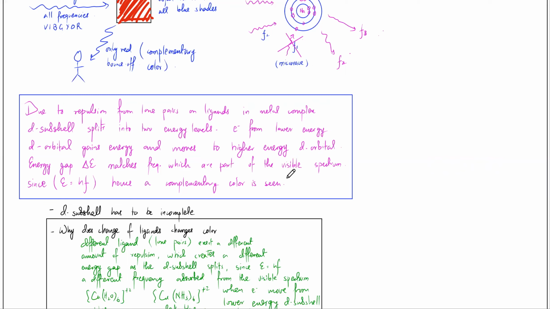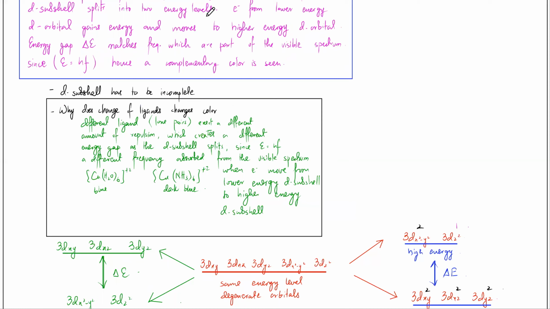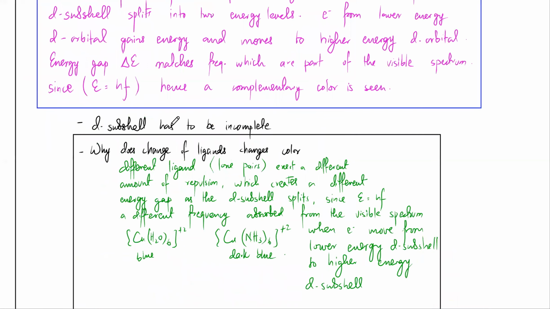That's the first explanation. The second one is, why does the change of ligands change colors? And the answer to that one is that if you have different ligands, they're going to have a different lone pair. No two lone pairs are exactly the same. The lone pairs on water molecules and the lone pair on NH3 are going to be different. They would have a different charge density. So different ligands exert a different amount of repulsion, which creates a different energy gap as the d subshell splits.